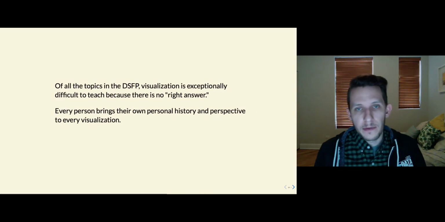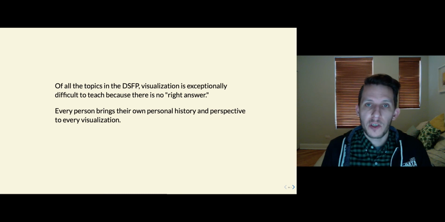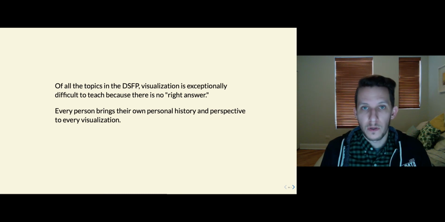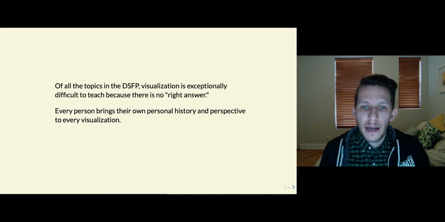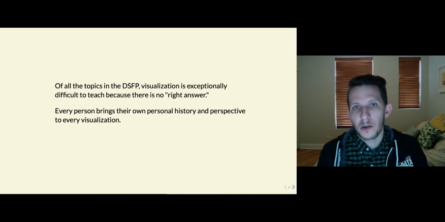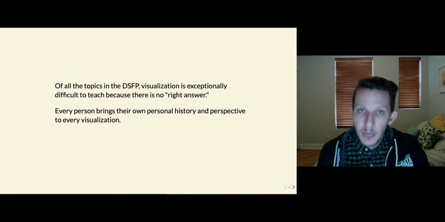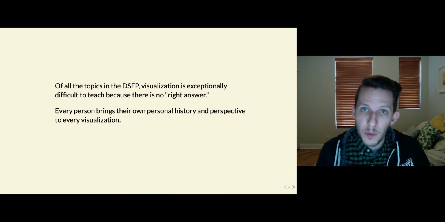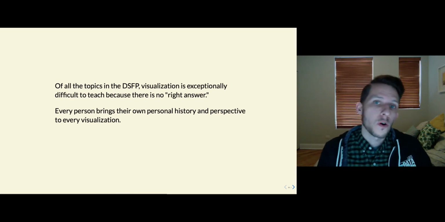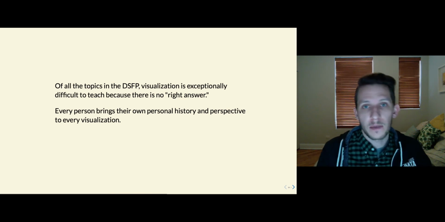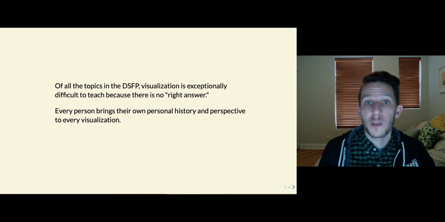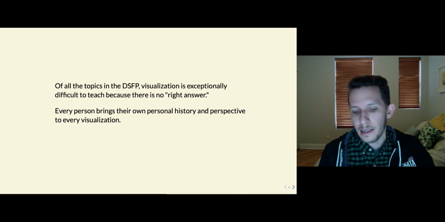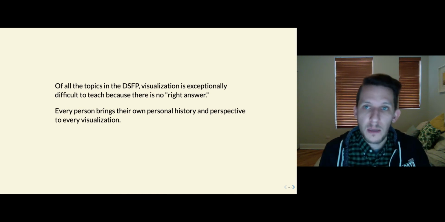All that being said, for everything that we do in the DSFP, visualization is particularly difficult to build instruction around. And that is because there is no right answer. Whereas we might build a machine learning model and it is able to correctly classify 87% of all the results, and that's sort of the optimal machine learning model that you can build. Or you might be able to do some inference on some data and measure the value of the speed of light using something like a Bayesian MCMC model.